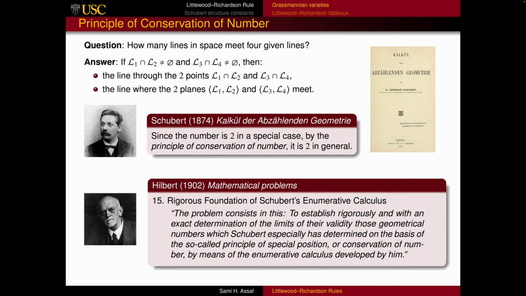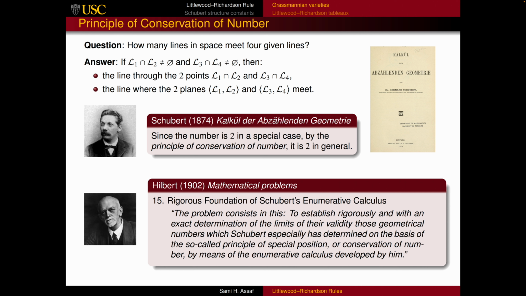And David Hilbert, at the turn of the 20th century, called on this to be made rigorous. The problem consists in this: to establish rigorously and with an exact determination of the limits of their validity those geometrical numbers which Schubert especially has determined on the basis of the so-called principle of special position or conservation of number, by means of the enumerative calculus developed by him.